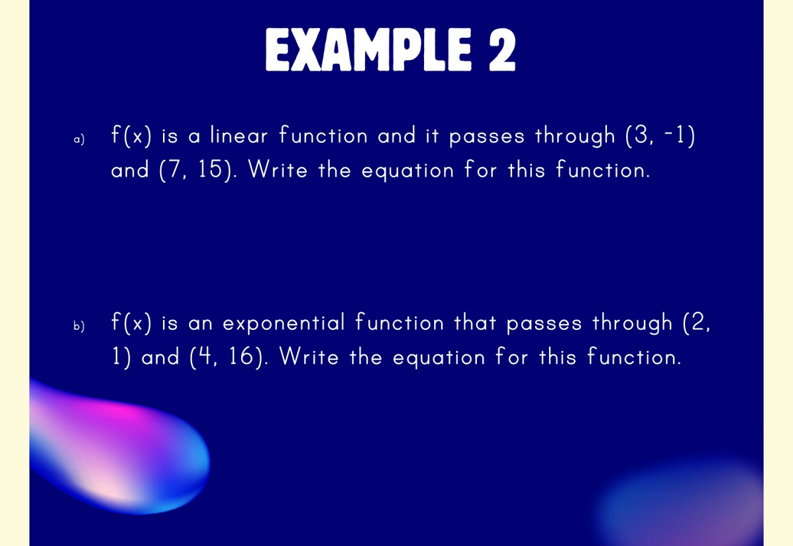All right, example 2. A says f of x is a linear function that passes through (3, -1) and (7, 15). Write an equation for this function. How do I write an equation for something that's linear? y equals mx plus b, or if I wanted to do arithmetic, okay. Or if I want to stick to linear, point slope: y minus y1 equals m times x minus x1. You can choose between those two. But in both cases, what do you need that you don't have yet? The slope, right? So how do I find the slope? y2 minus y1 over x2 minus x1, right?